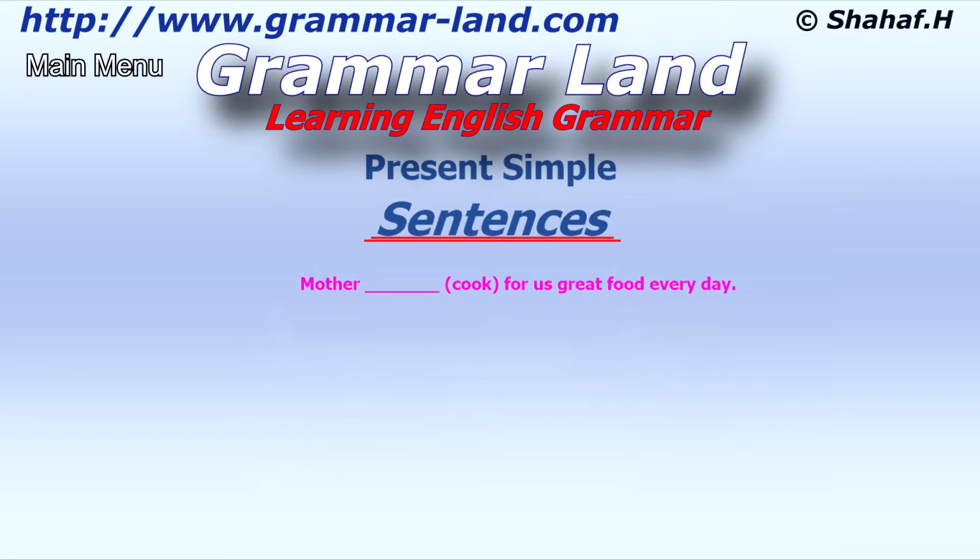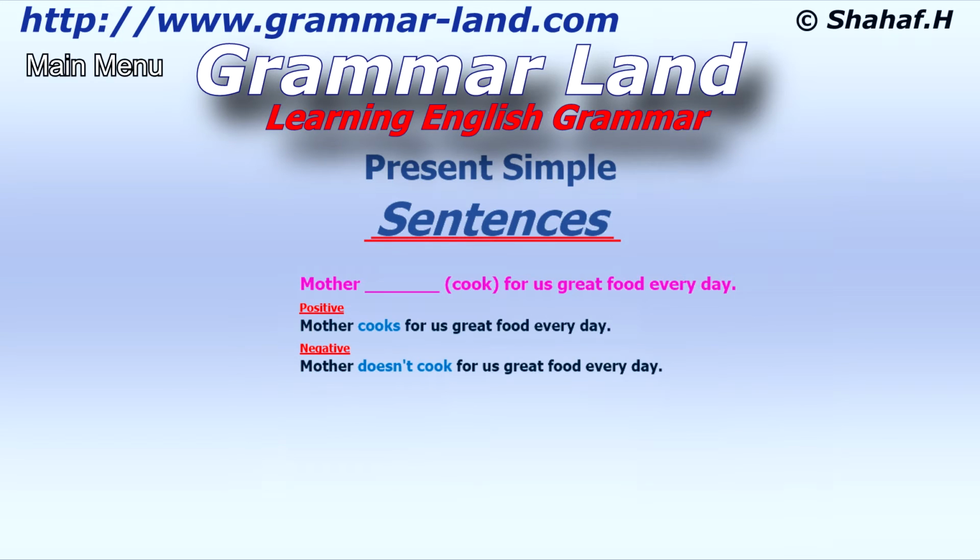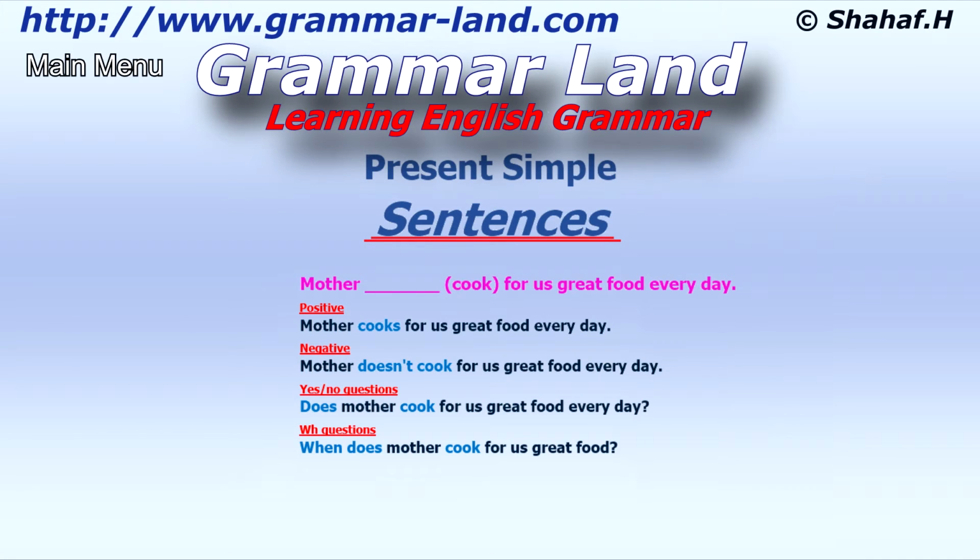Mother cooks for us great food every day. Mother is a she. The verb cook will get an s, and we will use does. That is how it should be. Positive: Mother cooks for us great food every day. Negative: Mother doesn't cook for us great food every day. Yes/no question: Does mother cook for us great food every day? WH question: When does mother cook for us great food? Question about the subject: Who cooks for us great food every day? Pay attention to the s that was added to the verb. You know why.